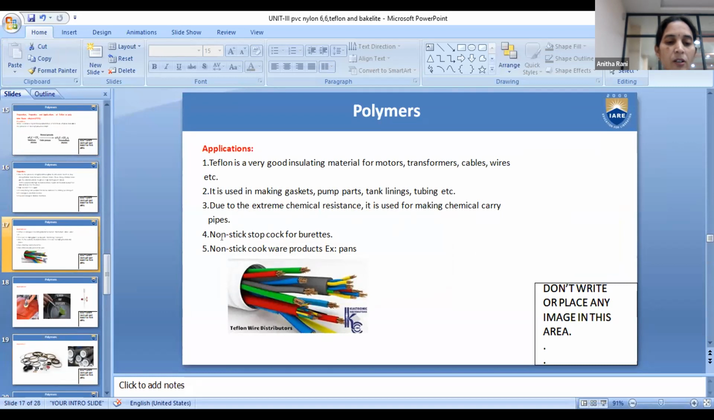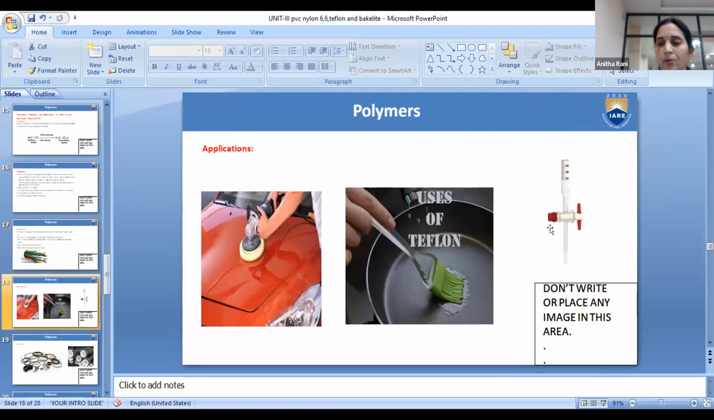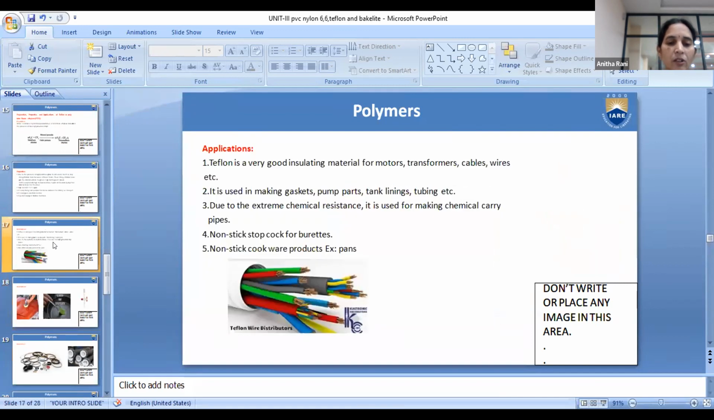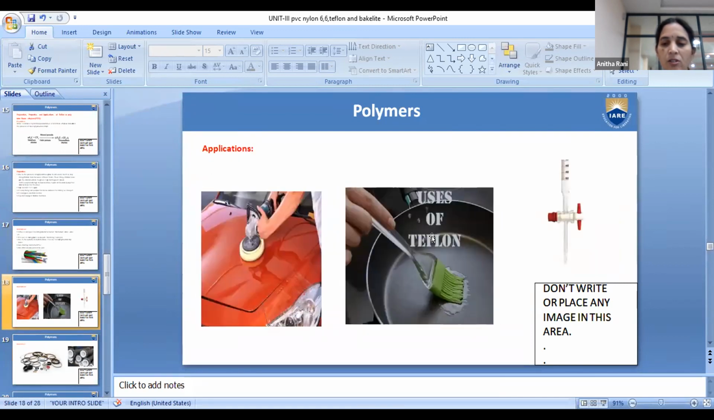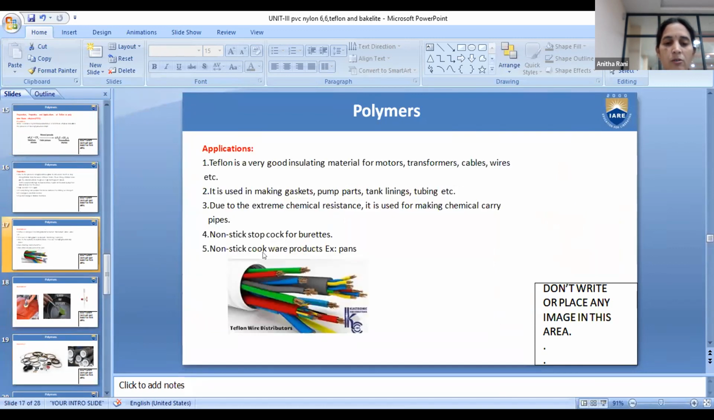And it is used for non-stick stopcock for burettes. You can see here, students, the burette. This stopcock is made by Teflon only. Non-stick stopcock for burette. Next one, non-stick cookware products. Non-stick cookware products are also made by Teflon, for example pans. So this is also made by Teflon only.